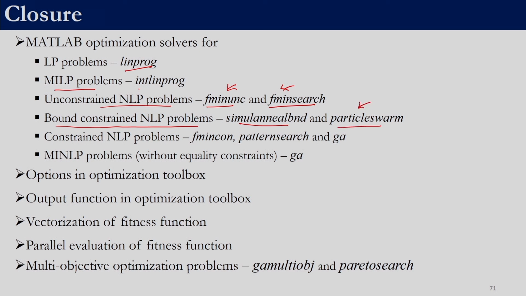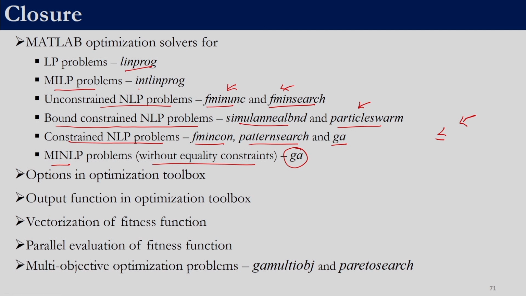The inbuilt function of MATLAB, particleswarm, does not explicitly support handling of constraints, but as discussed in the earlier lectures, you can use a penalty approach to incorporate the constraints in the objective function and come up with a fitness function. And for constrained nonlinear programming problems, we had looked into fmincon, pattern search and GA. For MINLP problems, again remember, only if there are no equality constraints. If there is an MINLP problem with equality constraints, we cannot use GA, but if we have MINLP problems which have only inequality constraints, linear as well as non-linear, we can use GA to solve MINLP problems.